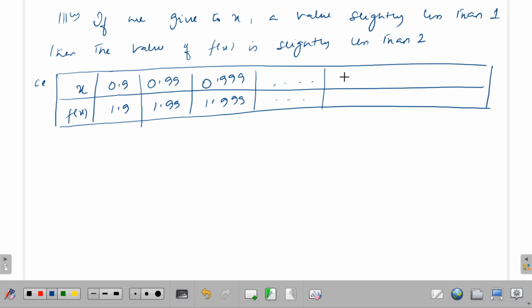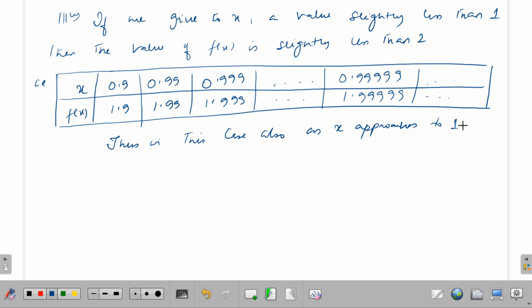So let me go with a bigger number. Let me just say 0.99999, 1.99999, and so it goes on. Now I can say that in this case also, as x approaches 1, your f of x approaches 2, approaches near to 2, which is the same thing as x tends to 1, your f of x tends to 2.